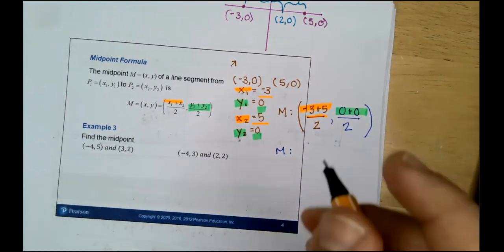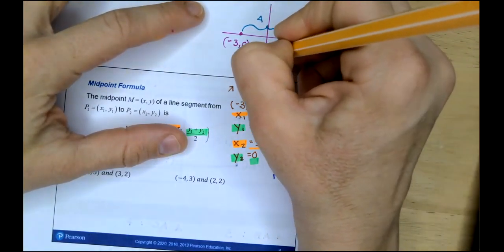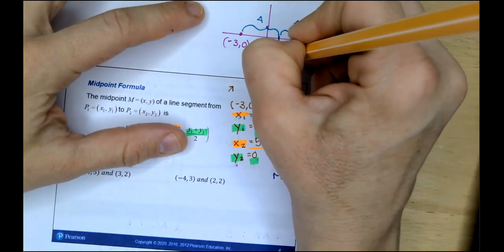Oh my gosh, guys, my example is wrong. That's why it was so little. This should be a 1. Okay, well, we all make mistakes, right?